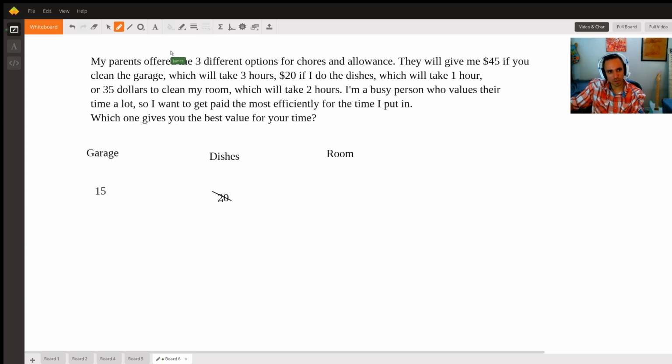So, spoiler alert. My parents offered me 3 different options for chores for my allowance. The first one is they'll give me $45 for 3 hours of cleaning the garage. They will give me $20 if I do the dishes, which takes me 1 hour. And they will give me $35 to clean my room, which takes me 2 hours.